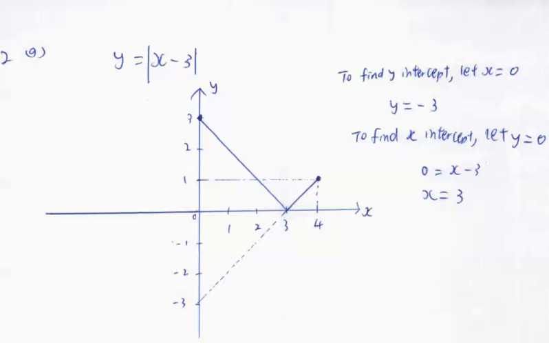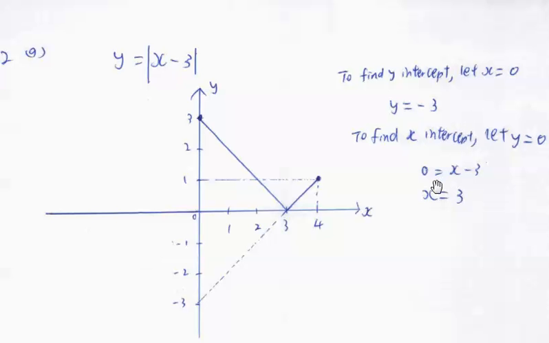For our first question, which is y equals modulus of x minus 3, to solve it we would do it like how we would do it without the modulus sign. Important things to take note would be the intercepts. For all four questions, to find the y-intercept, we will let x equals 0, and we'll solve it without the modulus sign first. So when we let x equals 0, y equals negative 3.